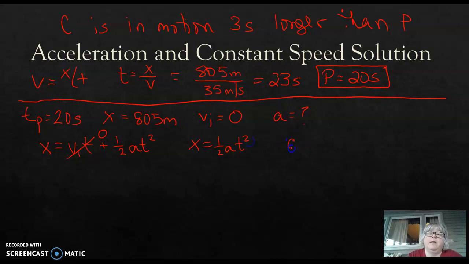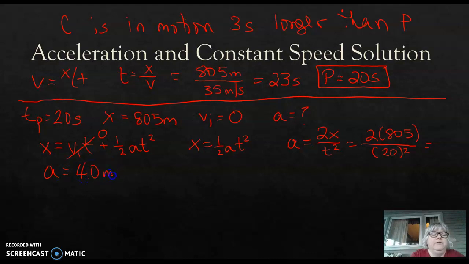or A equals 2X over T squared. So if I plug in, that's 2 times 805 over 20 squared. I hit that into my calculator, which I've already done, and I come up with an acceleration of approximately positive 4 meters per second squared, which is a pretty fair acceleration for a car.